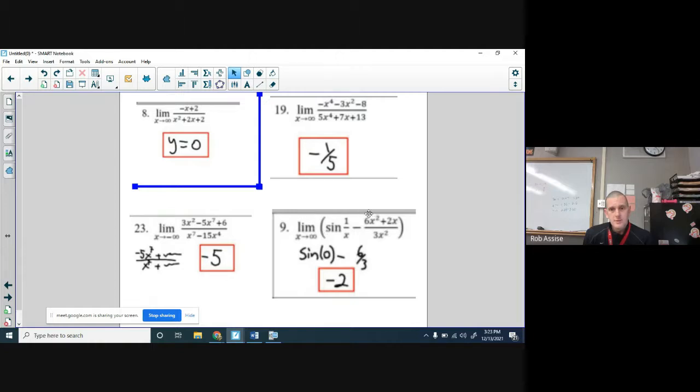Okay. And then here in number 9, we can break this up and do the limits individually. So we follow the same rule over here, same degree, ratio of leading coefficients. So that's going to be -6 over 3, which is -2. This becomes 0 again because we're sending x to infinity. So 1 over x will get closer and closer to 0. So the sine of 0 is 0. So you have 0 minus 6 over 3, which is -2.